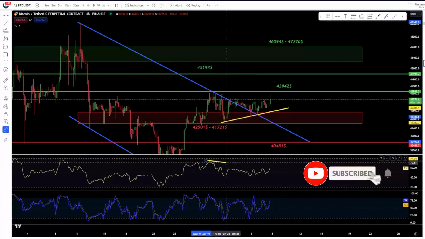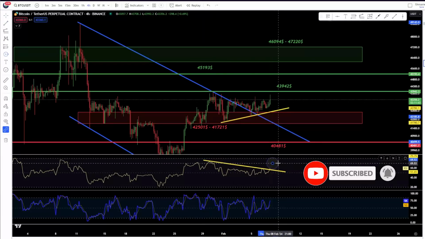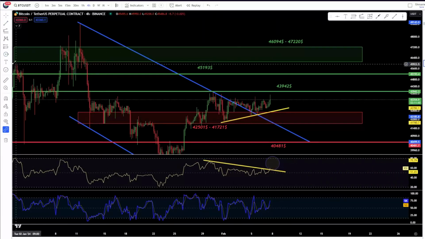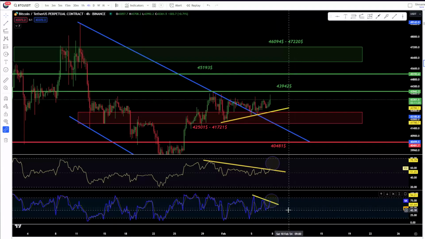The RSI indicator shows that we have broken out of the downtrend line, with room for the price to go further. And when we look at the stock indicator, we will see that it also has room for further growth, and just like the RSI indicator, it came out on top from the sapping trend line.